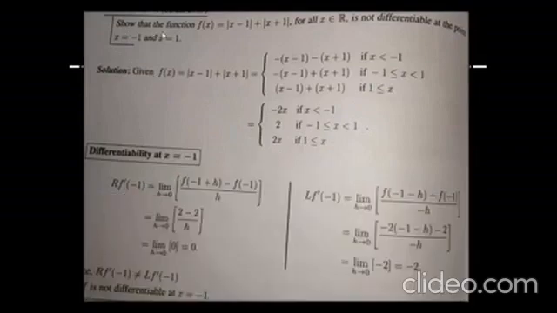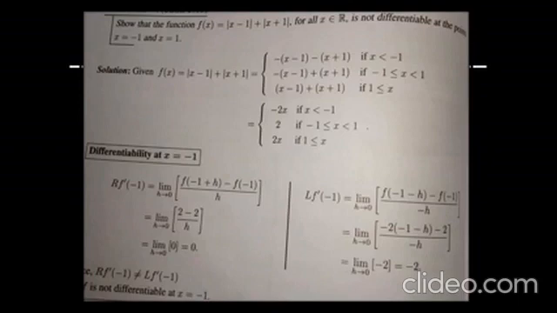Now we look at this example. Show that the function f(x) equals mod of (x minus 1) plus mod of (x plus 1), for all x belonging to the real numbers, is not differentiable at the points x equal to minus 1 and x equal to 1. At these 2 points, we have to find the differentiability. First of all, we have to apply the modulus definition in the given function, because both the terms of the function are given in modulus form.